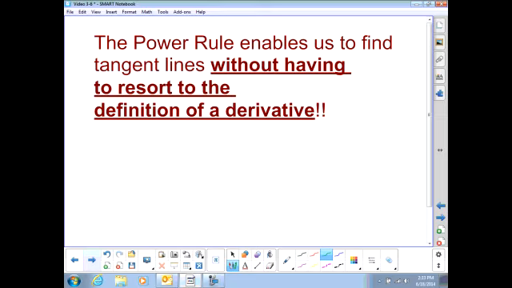So basically, this makes our lives a lot easier when we're dealing with polynomial functions. We can take the derivative now without having to use the definition of a derivative. From this point forward, we will use these rules unless the problem specifically states, using the definition of a derivative, find the derivative. And then we'll have to do our h approaches 0 or our x approaches a. If it doesn't state that, we can now use this power rule to find our derivative.